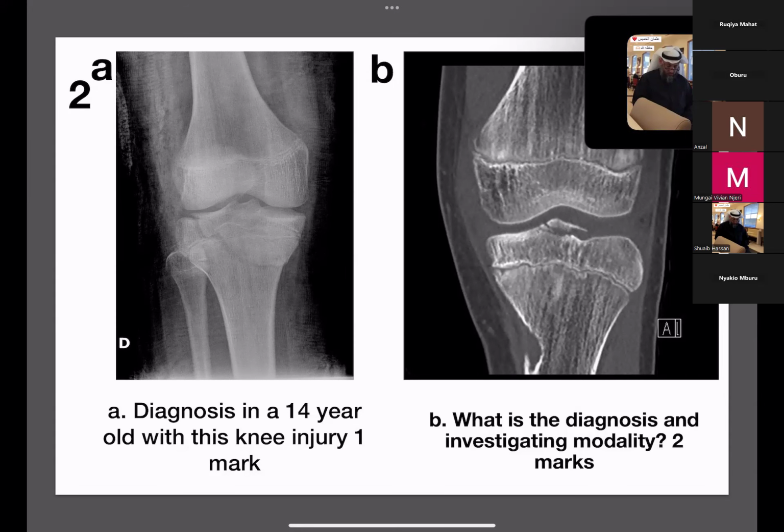Okay, so can I get somebody to attempt this question? What is the diagnosis in number 2A and 2B? I can attempt to go to A. Okay. It looks like a tibial plateau fracture. It is a tibial plateau fracture.